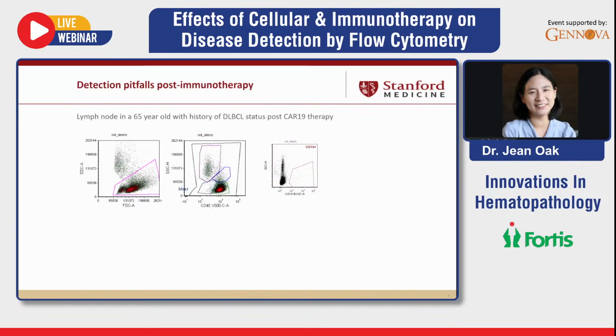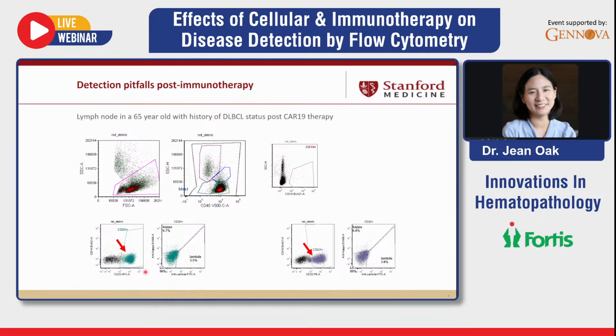Also, to give you an example, this is a lymph node of a patient who had DLBCL and then got treated with CD19 CAR. And if you look, this lymph node shows a prominent large cell population in the forward and side scatter plot, which looks very suspicious. And they look lymphoid based on the CD45 and side scatter plot. But when you look at the CD19 versus side scatter plot, you actually don't see anything here, which suggests that, like, oh, maybe there are no B cells, except that's actually not true, because if you looked at CD20 or CD22, there's plenty of B cells.